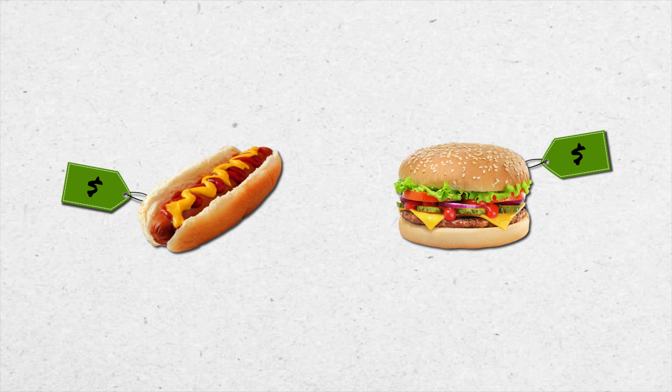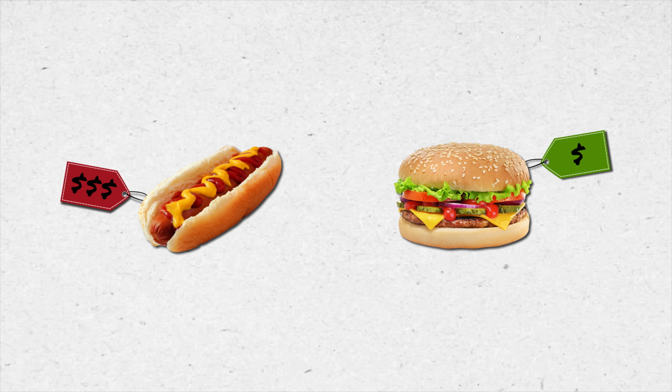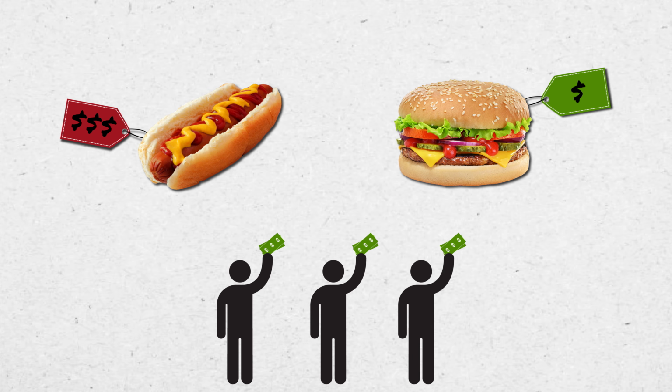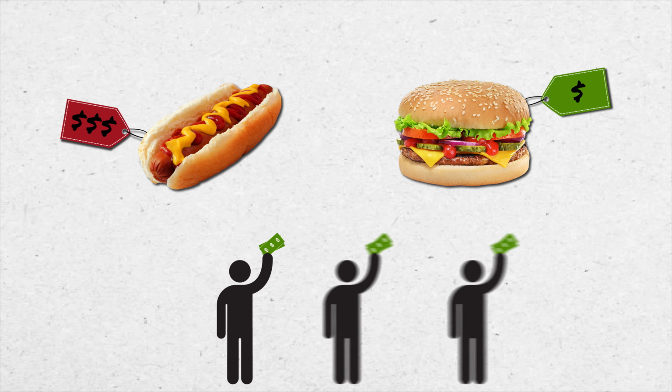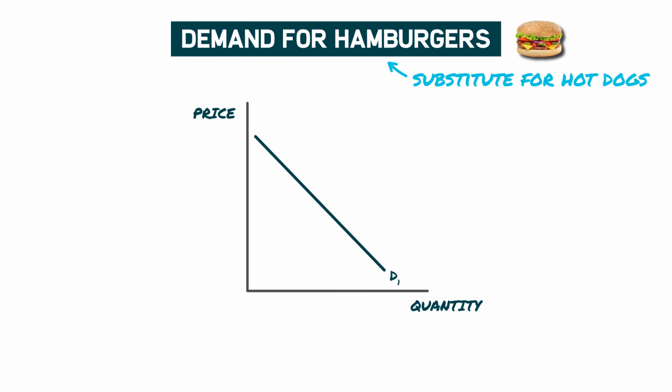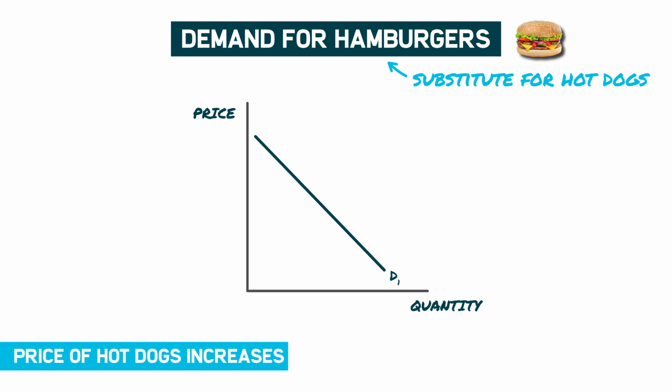Now, in this setting, suppose the price of hot dogs goes up. What happens to the demand for hamburgers, a substitute for hot dogs? People will opt to buy the relatively less expensive hamburgers instead of the now more expensive hot dogs. That means the demand for hamburgers increases.